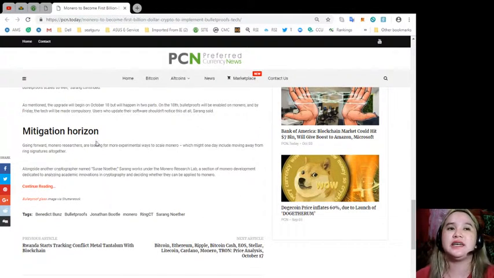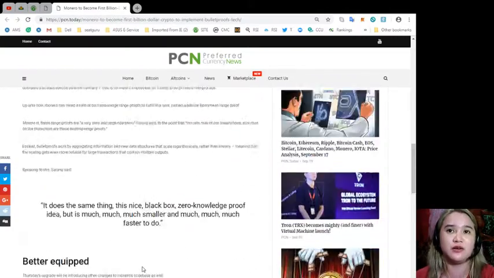All right, mitigation horizon. Now, going forward, Monero researchers are looking for more experimental ways to scale Monero, which might one day include moving away from ring signatures altogether. Alongside another cryptographer named Surae Noether, Sarang works under the Monero Research Lab, a section of Monero's development dedicated to analyzing academic innovations in cryptography and deciding whether they can be applied to Monero.